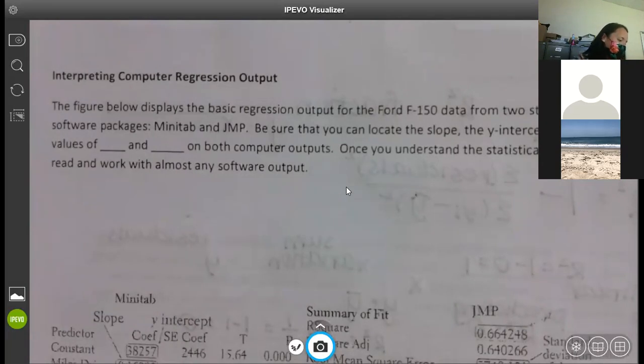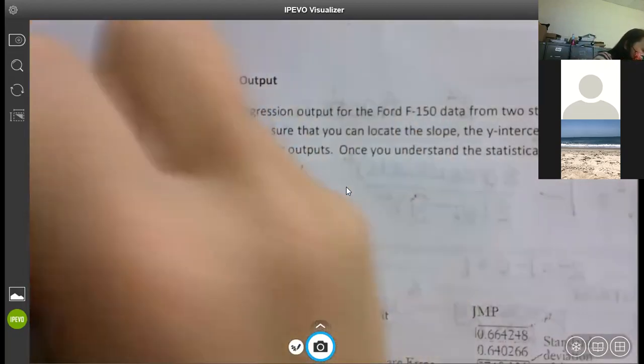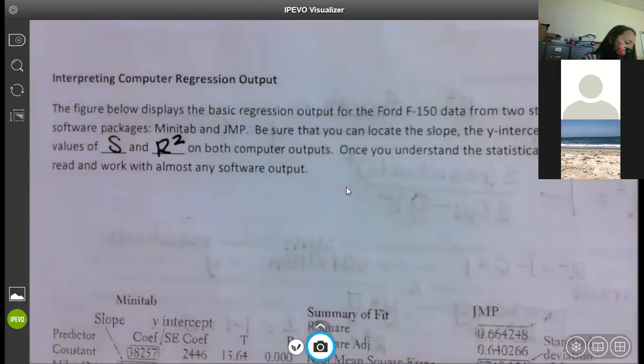All right. The figure below displays the basic regression output for the Ford F-150 data from the two statistical software packages, Minitab and JMP. I don't know what that is, but be sure that you can locate the slope, the y-intercept, and the values of S and R squared on both computer outputs.